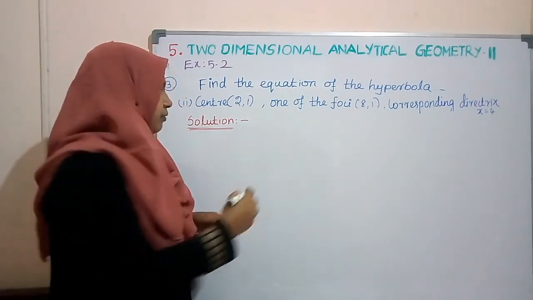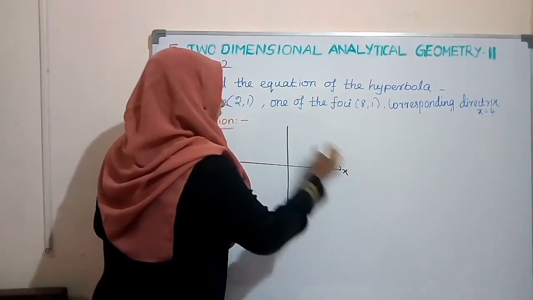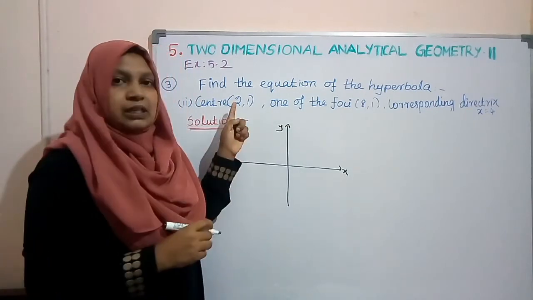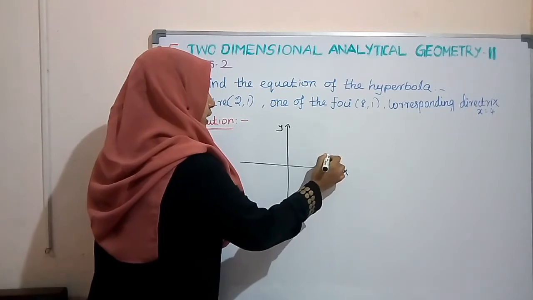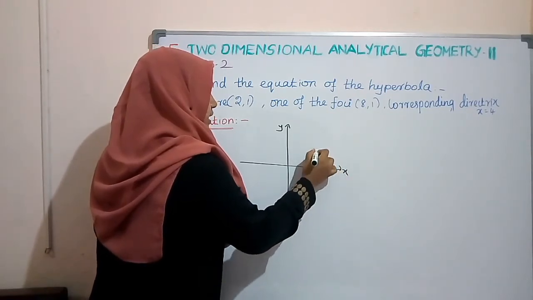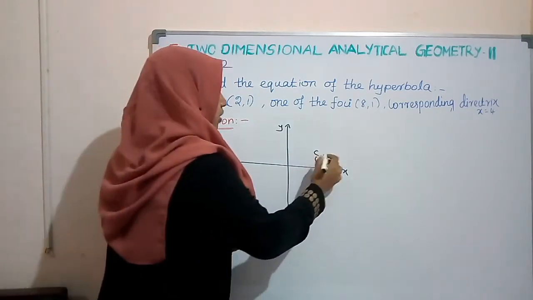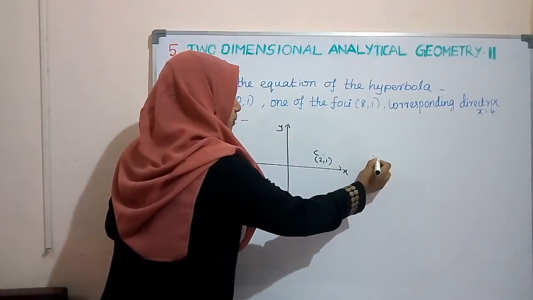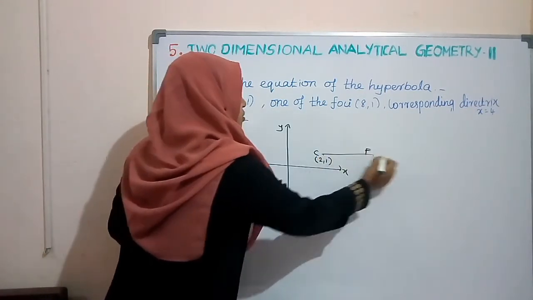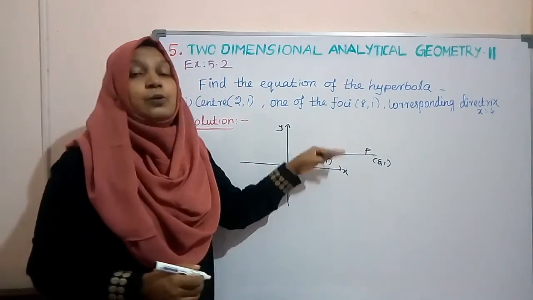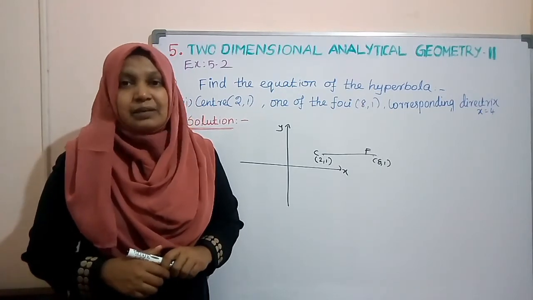Okay. So we can mark a rough diagram with these points. Just mark the xy axis and we can mark the center (2, 1). It is in the first quadrant. Here I am marking (2, 1) as the center, and one of the foci (8, 1) is on the right side of (2, 1). So here I am marking (8, 1) as the focus. Okay. So just join this one. It is parallel to the x-axis. So it is of type 1. The hyperbola is of type 1.